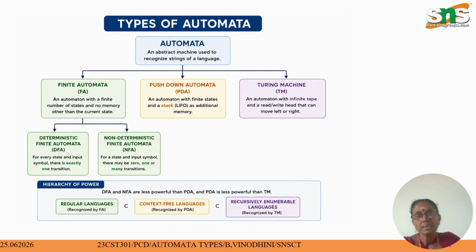So in the DFA, for a single input from a state, we have only a single transition, but in the NFA, from a particular state, for a particular input, we have multiple transitions. That is called an NFA. The hierarchy of power is like this: DFA and NFA are less powerful than the Pushdown automata and Turing machines. What are the languages accepted by the automata? The finite automata accepts the regular languages, the context-free languages are accepted by the Pushdown automata, and recursively enumerable languages are accepted by the Turing machine. These are the languages accepted by these automata.